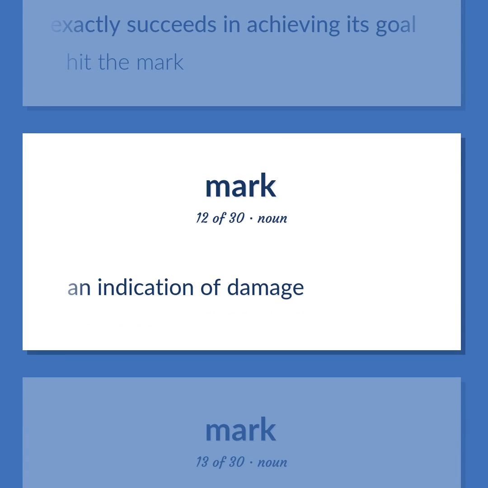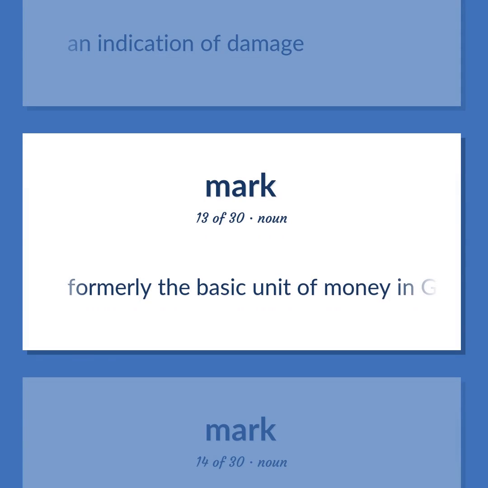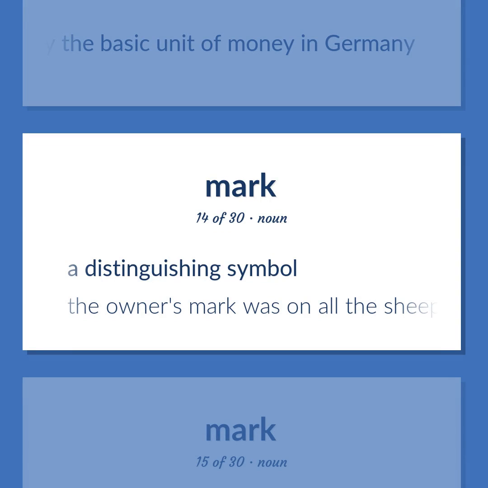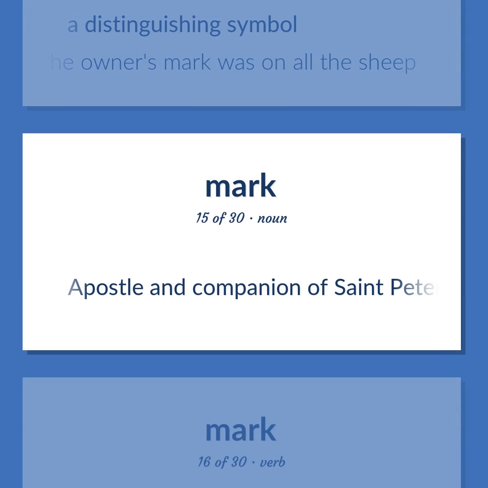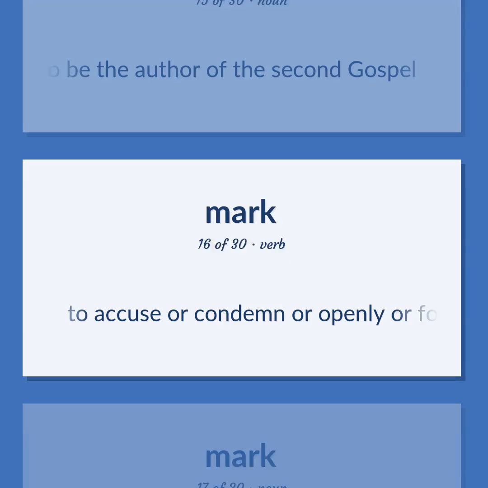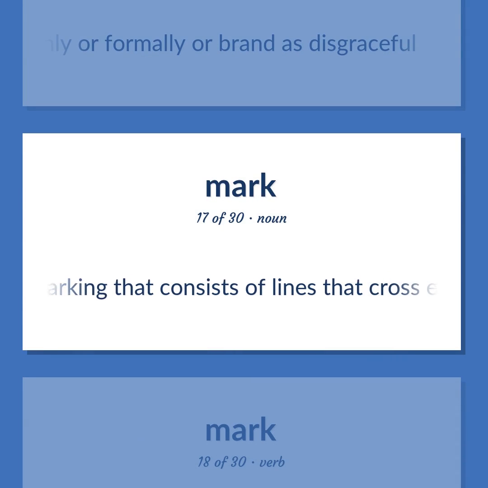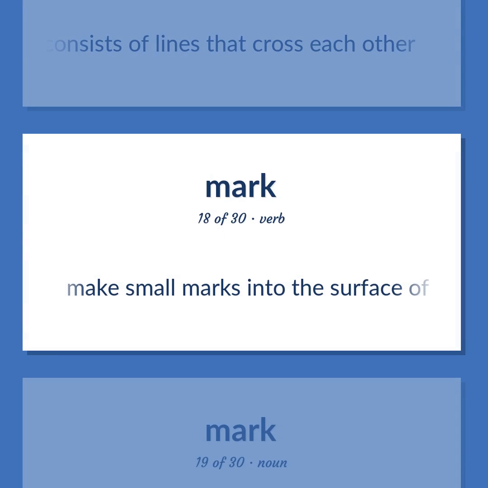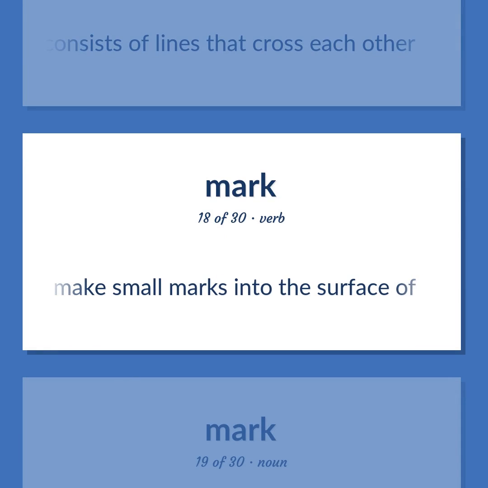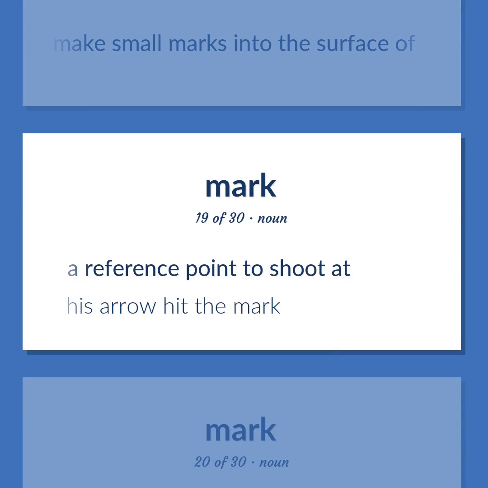An indication of damage. Formerly the basic unit of money in Germany. A distinguishing symbol. The owner's mark was on all the sheep. Apostle and companion of St. Peter, assumed to be the author of the second gospel. To accuse or condemn openly or formally or brand as disgraceful. A marking that consists of lines that cross each other. Make small marks into the surface of. A reference point to shoot at. His arrow hit the mark.